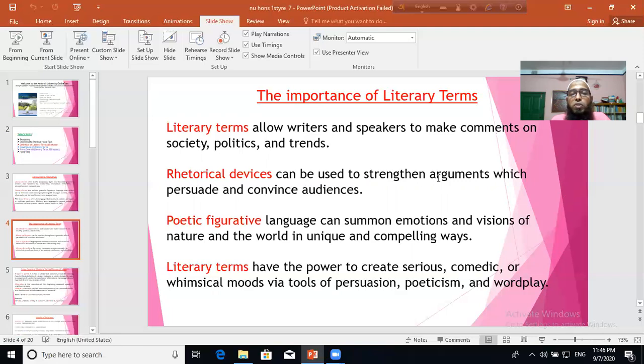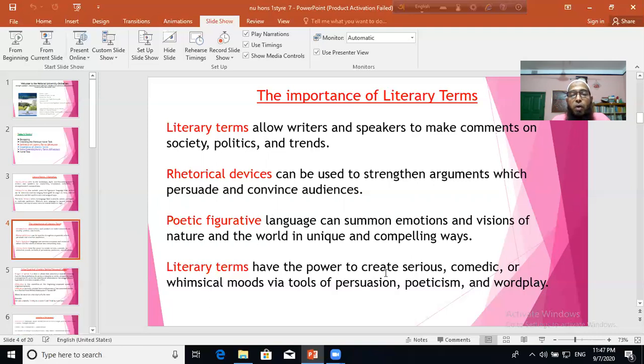Rhetorical devices can be used to strengthen arguments which persuade and convince audiences. So sometimes the writers or the speakers use rhetorical devices to convince or persuade the audience, the reader. Poetic figurative language can summon emotions and visions of nature and the world in unique and compelling ways. So poetic figurative language is very common when we read poetry. You see there are a lot of figures of speech, figurative language. The poets use it to make their writing more musical or rhythmic and very touching towards the reader.